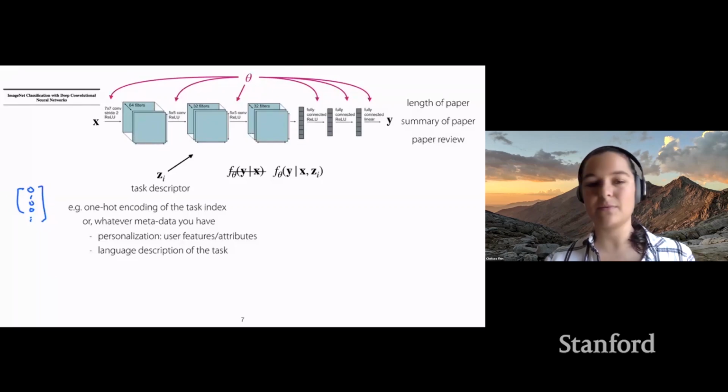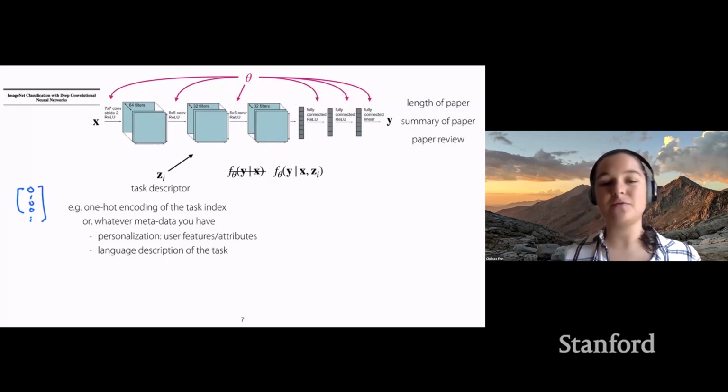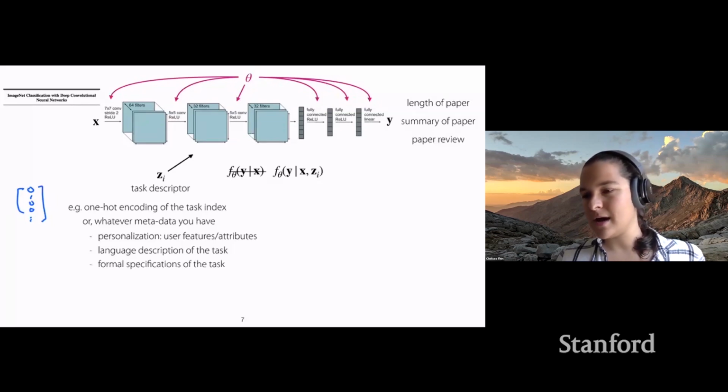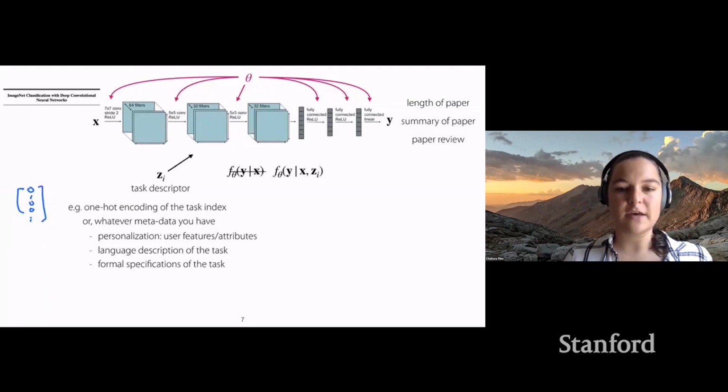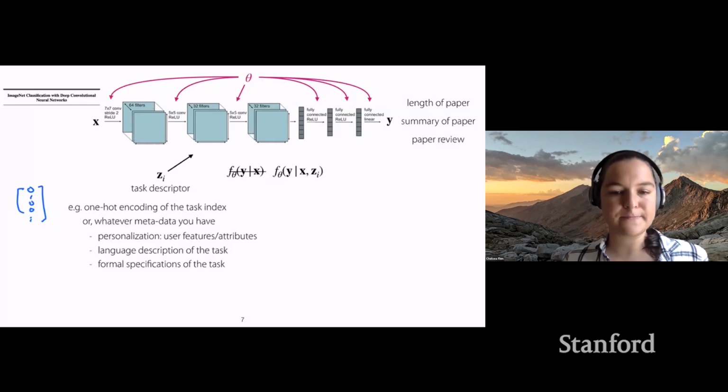So in this example that we talked about before, maybe a language description of each of these tasks might be, tell me how many pages the paper is, or give me a summary of the paper, or can you write a review of the paper? These would give it some more structured information about what you're asking it to do. And this would also be similar to a question answering system, for example. And then it also may be some other more formal specifications of the task as well. And there are some applications where that may make sense.